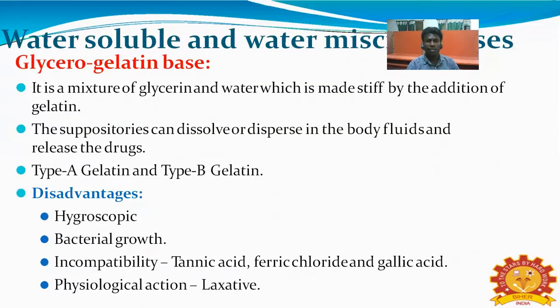Water soluble and water miscible bases. The glycerin gelatin base is a mixture of glycerin and water which is made stiff by the addition of gelatin. The suppositories can dissolve or disperse in the body fluid and release the drug. Type A gelatin, type B gelatin. The disadvantages.